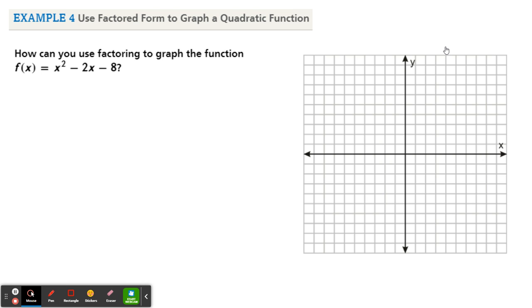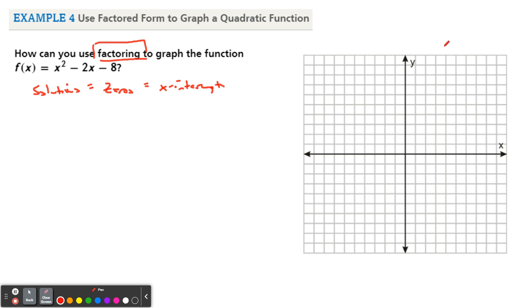So it says, how can you use factoring to graph the function? Okay, so let's begin by factoring this, finding those answers, and then we'll go from there in terms of graphing this quadratic. So this is our quadratic function, right? Remember that the solutions to this quadratic equation will be the same as the zeros of the quadratic function, which will be the x-intercepts on our graph.